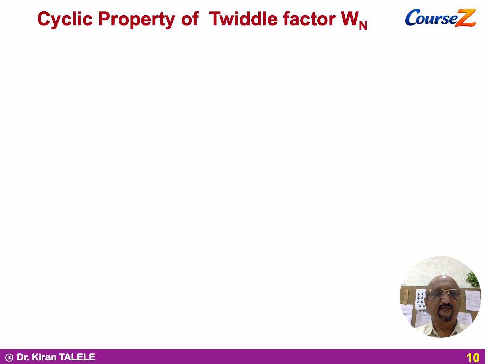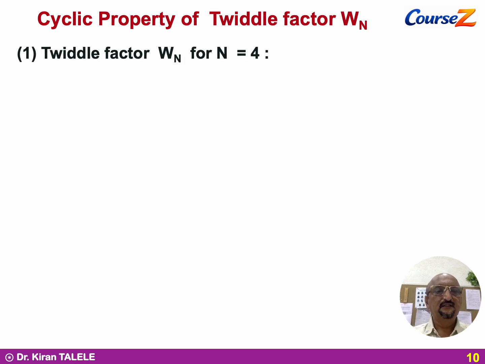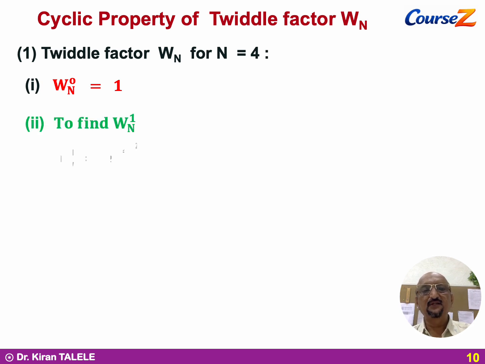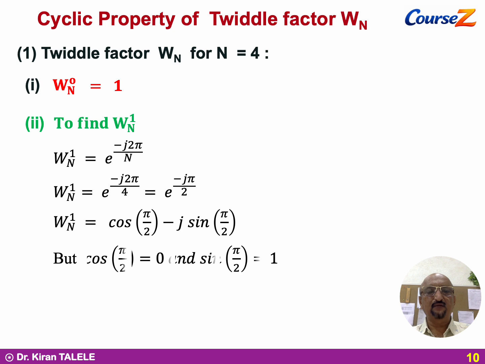Cyclic property of twiddle factor W. First we'll do it for N equal to 4, then we'll repeat this for N equal to 8. We know that for N equal to 4, there are 4 unique values of twiddle factor. First one is W^0, that is always 1. Second is W^1. We just now did this calculation. We got W^1 equal to minus j.